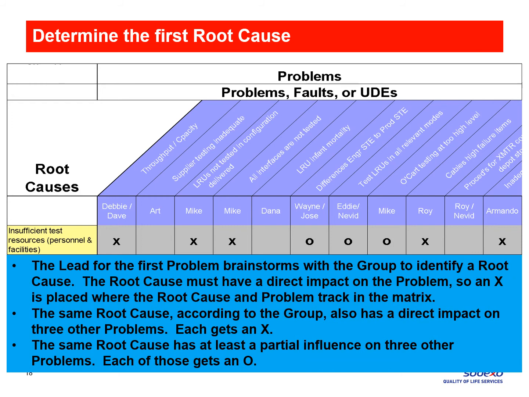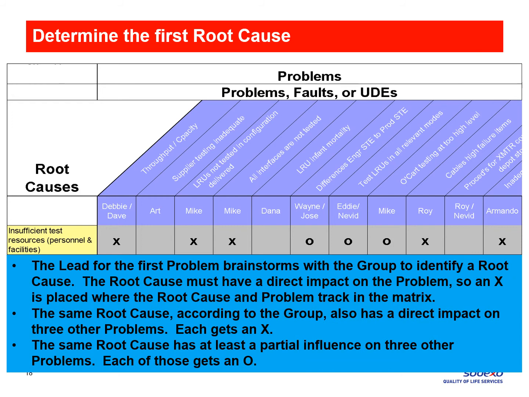And then Wayne and Jose say, well, it does a partial fix on mine. So for a partial fix, you put in an O. For a hard hit, we call it a hard hit, you put in an X. And Roy has a hard hit on his problem with cables, and Armando has a hard hit with whatever his problem happens to be. So you go through and you put in the X's and O's that show if you nail it by fixing that root cause, you'll have a very positive impact on 1, 2, 3, 4, 5 of the different UDEs here.